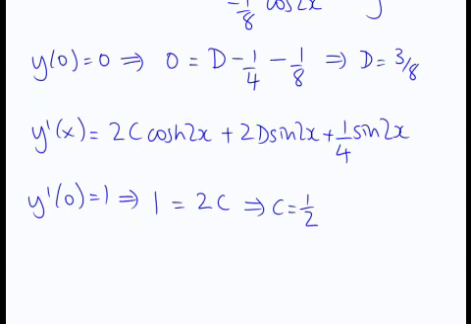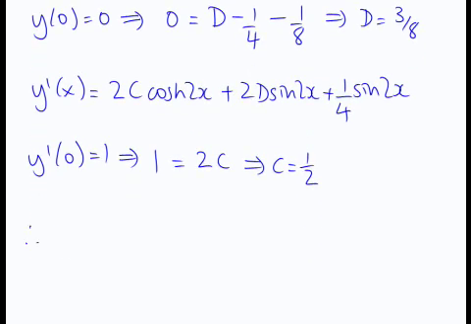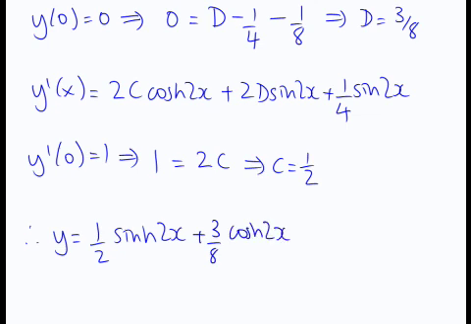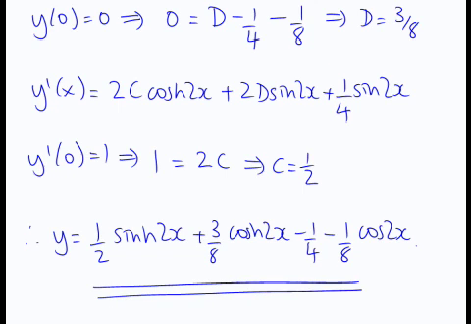And hence finally I can write down my solution, which is that y equals, and it was c, which is a half, sine 2x, plus d, which is 3/8, cos 2x, minus a quarter, minus an eighth, cos 2x. And that is the particular solution to the original given differential equation.